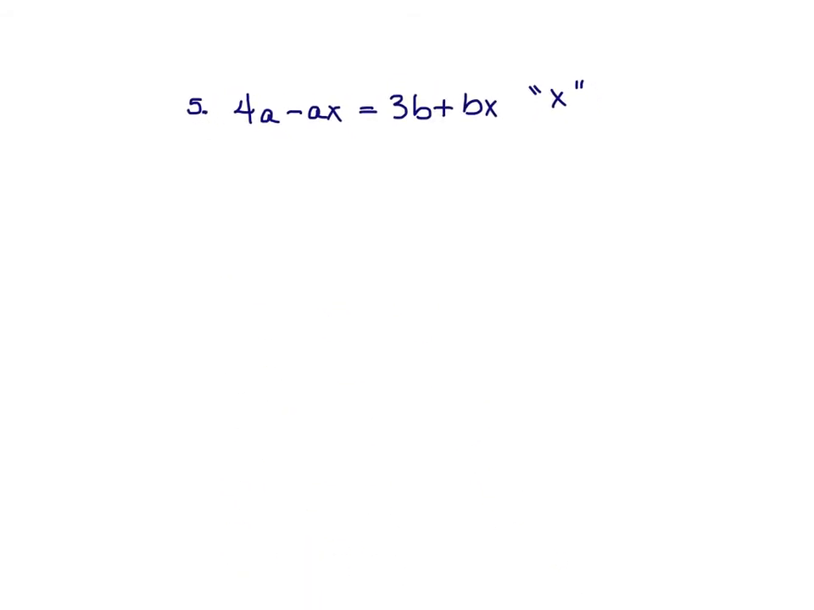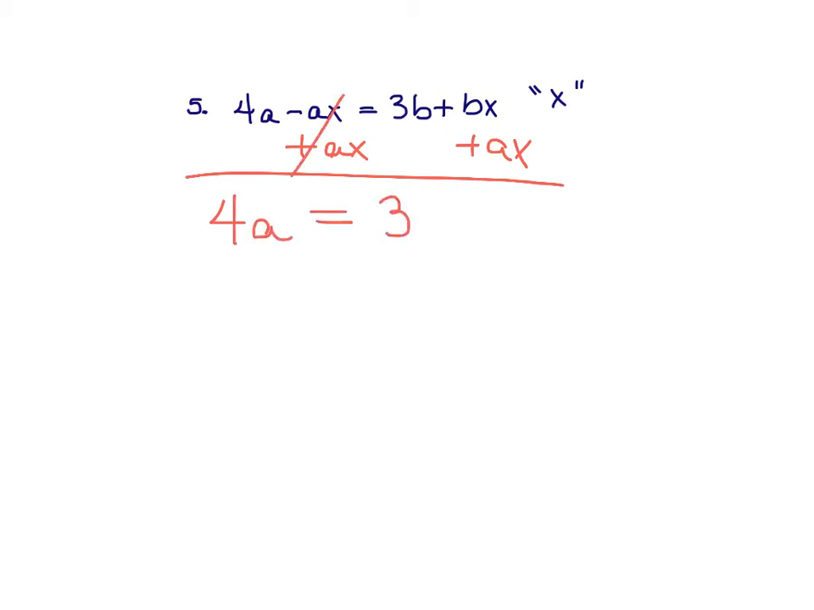Okay, again, we want to solve for the letter x. So I need to group my x's together. This time, instead of moving it to the left, let me move the ax to the other side, just to show you it really doesn't matter which way you move things. So I'm going to add an ax to both sides. So now I'm left with 4a equals 3b plus ax plus bx.